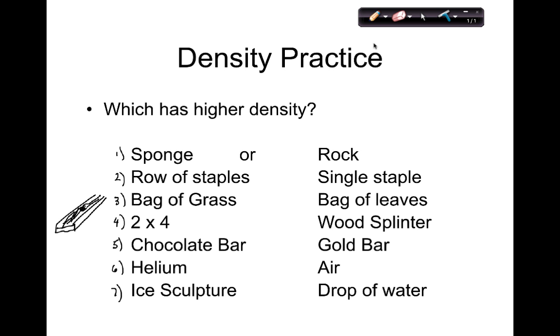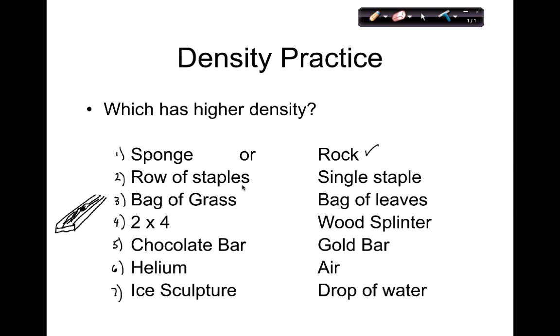Okay, so how do we do? So what has higher density, a sponge or a rock? So hopefully you said a rock. Okay, what has higher density, a row of staples or a single staple? Okay, so did some of you say a row of staples is a higher density? How does a row of staples compare to a single staple? Isn't it just more of the same material? So it has a bigger volume, it has a bigger mass.